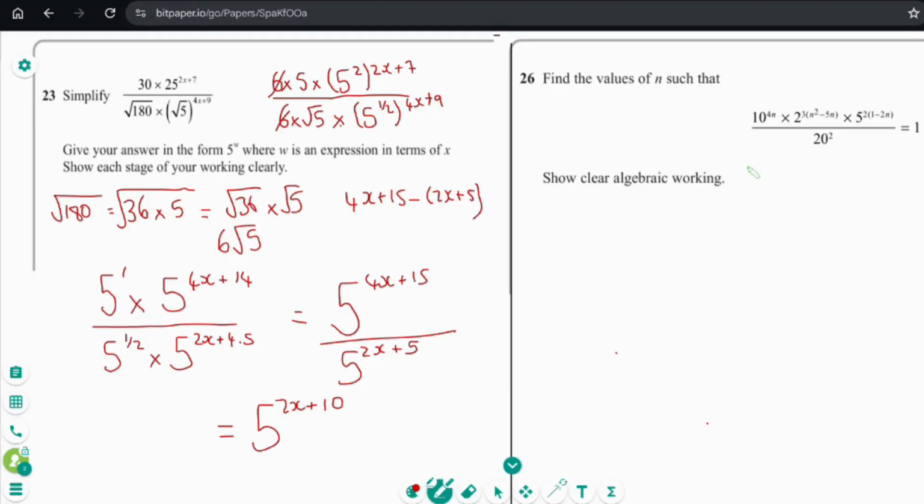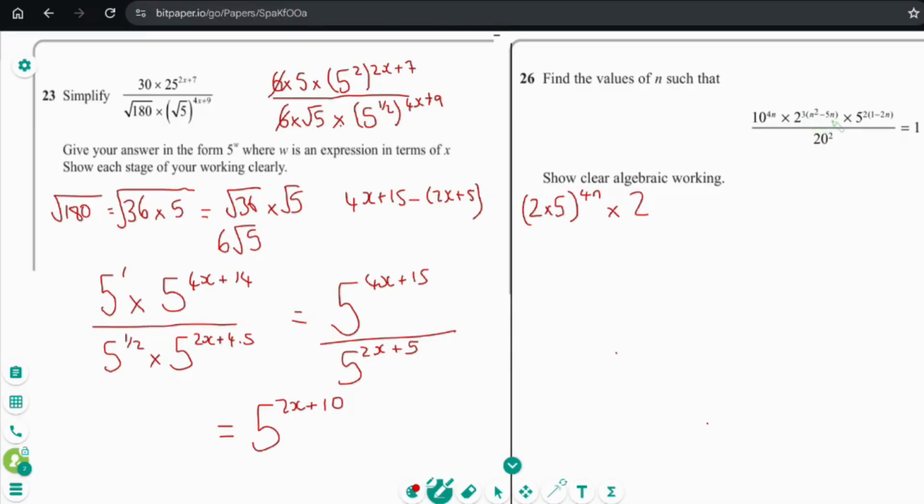What's my base going to be? Well, I've got some base 2s and base 5s. So I'm just going to write this numerator first of all with a base of 2 and a base of 5 as much as I can. Now 10 is 2 times 5. It's always thinking, how can I rewrite this? Well, I can write 10 as 2 times 5. So I've got a 2 and a 5 in there.